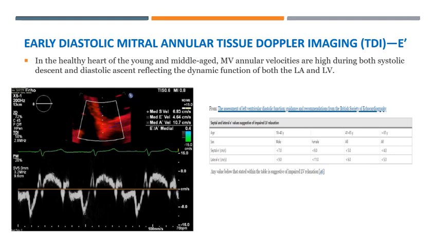Early diastolic mitral annular tissue Doppler imaging (TDI), e prime. In the healthy heart of the young and middle-aged, mitral valve annular velocities are high during both systolic descent and diastolic ascent, reflecting the dynamic function of both the left atrium and left ventricle.